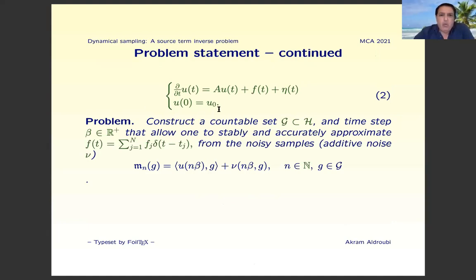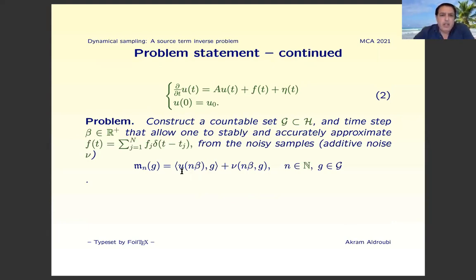So here is the problem that we consider. We want to be able to construct a frame of H, and we want to be able to find a time step beta at which we are going to take the following measurements of the solution u to this initial value problem.